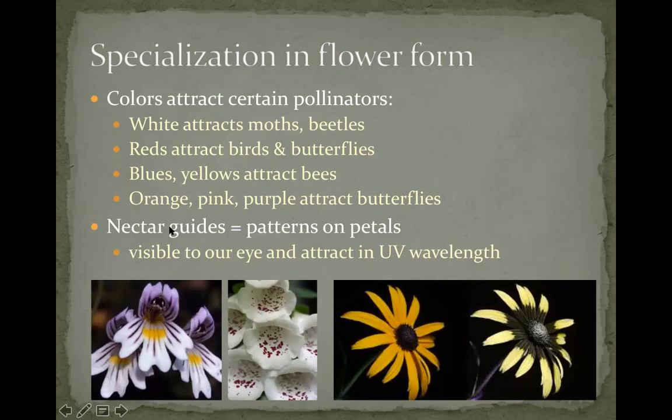A lot of flowers also produce nectar guides, which are basically these patterns on the petals that guide the pollinator inside the flower and help them get to the nectar a lot easier. For example, these foxgloves right here have these nice patterns on their petals. Some insects can also see, basically this is what we see with the flower, and then this is what they see under UV wavelength. And it basically helps guide them to the nectar.